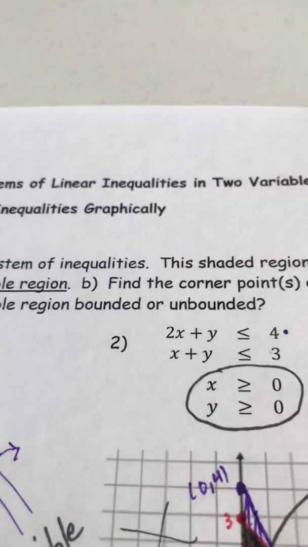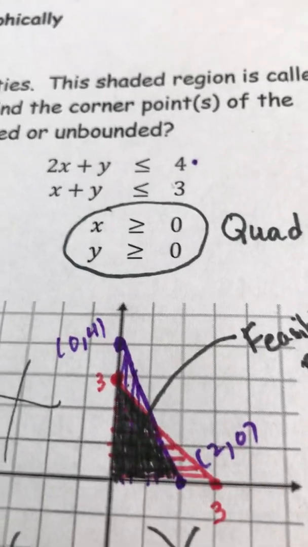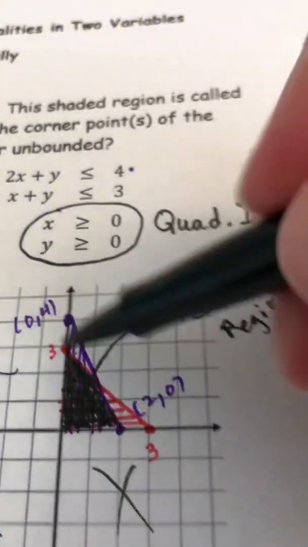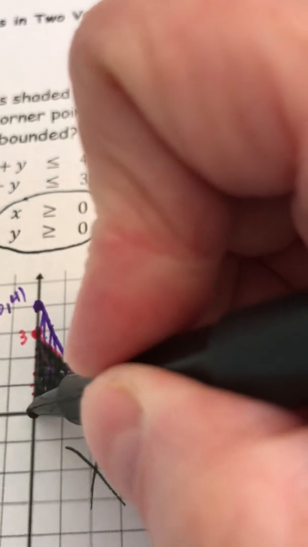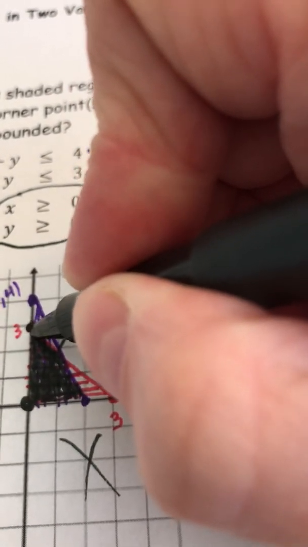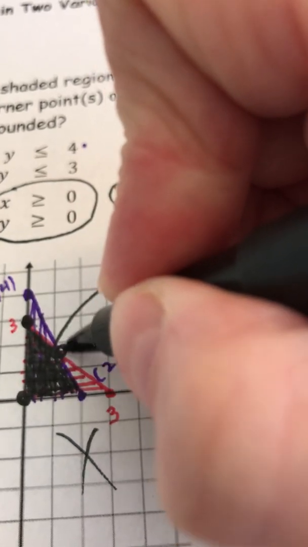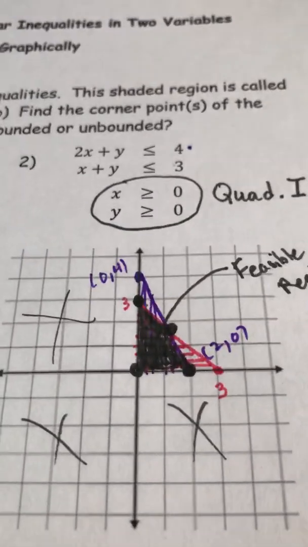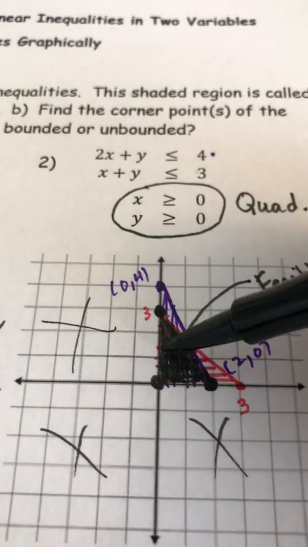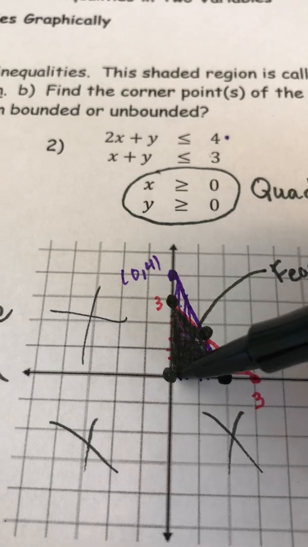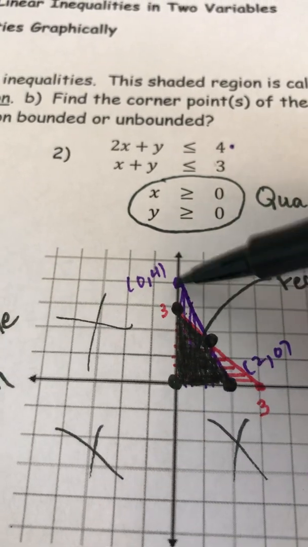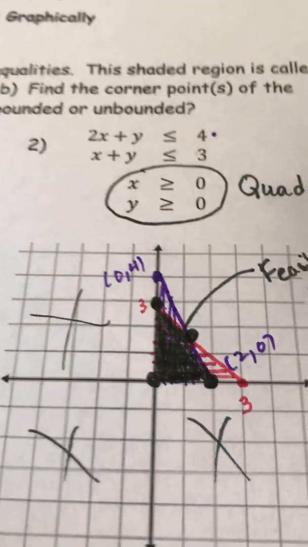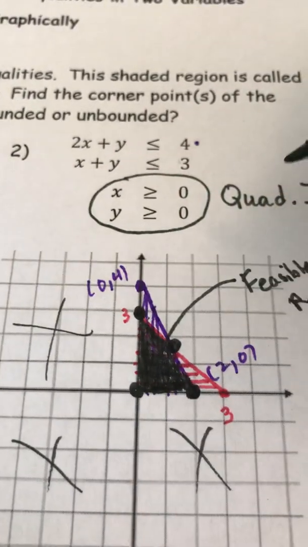B says find the corner points. Well, look at this feasible region. Usually I would ask in class, how many corner points are there in the feasible region only? There's one here, there's one here, there's one here, and there's one here. There are 4 corner points to this feasible region. Think of that as a room. We're not considering the others, just the feasible region, just that 4-sided figure there. And these are the 4 corner points.